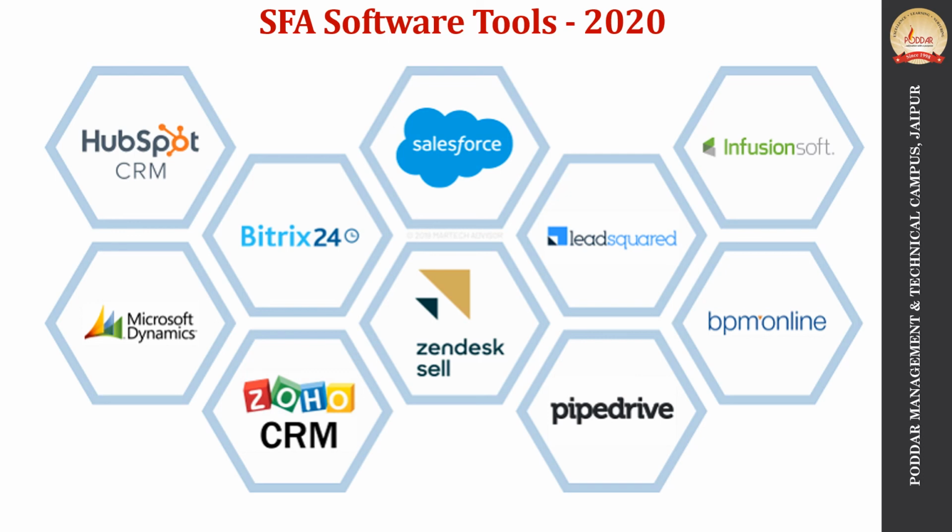Moving to the software part, there are certain software which are recent trends in 2020, which are basically utilized by companies for automating their sales operations. Naming a few: Microsoft Dynamics, Zoho CRM, Pipedrive, BPM Online, LeadSquared, Infusionsoft. These are the different software that companies usually adopt in order to automate the different activities of salespeople.